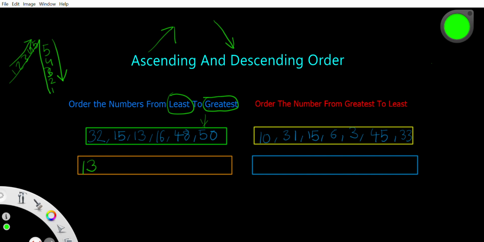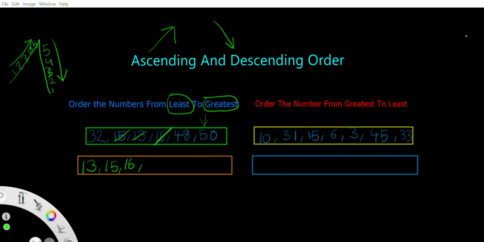So let's do this quicker now. The next in line is 15, because 15 is smaller than 32, 16, 48, and 50. So it's going to be 15. And let's look at 16. I think it's 16. Why? Because 16 is smaller than 48, 50, and 32. Let's cross out the ones we already used. So we know that's going to be 16, because 15 is smaller than 16, and 13 is smaller than 16. And so let's cross that out.